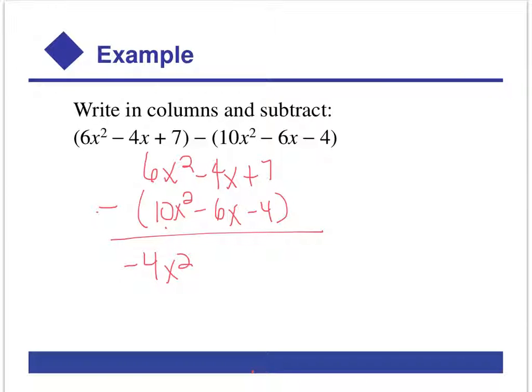What I do is I go in here and change all my signs. So remember, I change that to a plus, that changes to a negative, this changes to a positive, and this changes to a positive. That helps me remember. So let's start over. 6x squared minus 10x squared gives us a negative 4x squared. Negative 4x plus 6x gives us 2x. And then 7 plus 4 is going to give us 11.